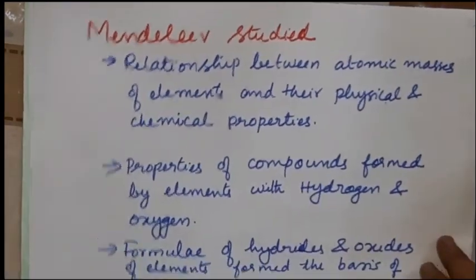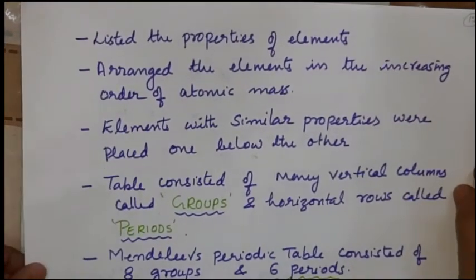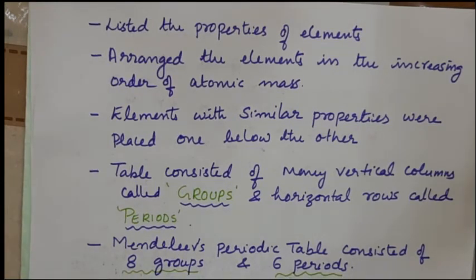Now let me explain how he started his classification. The first step that he did was, after studying the properties, he took 63 cards and listed the properties of the elements, one card for one element. After that, he went on arranging the cards in increasing order of the atomic masses of the elements. While doing so, he kept one thing in mind. Elements which were having similar properties were placed one below the other.